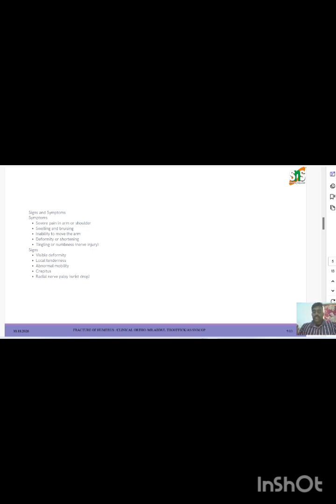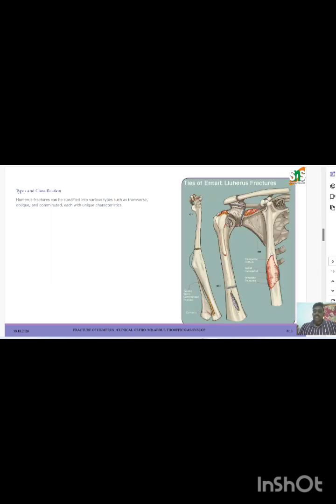So, classifications. Humerus fracture can be classified based on fracture pattern into transverse, oblique, spiral, and comminuted. They may also be classified based on anatomical location as proximal humerus fracture, shaft humerus fracture, and distal humerus fracture. Each type has different management and rehabilitation considerations.